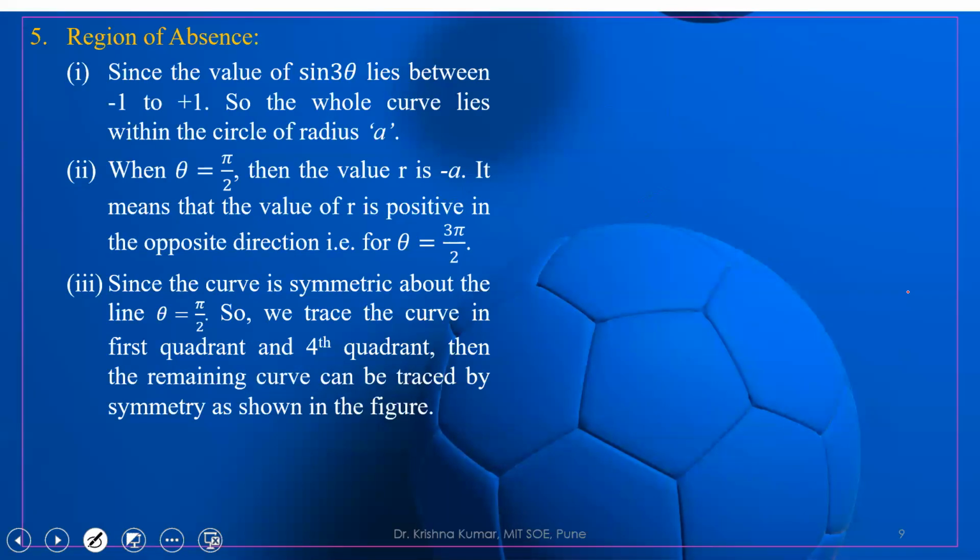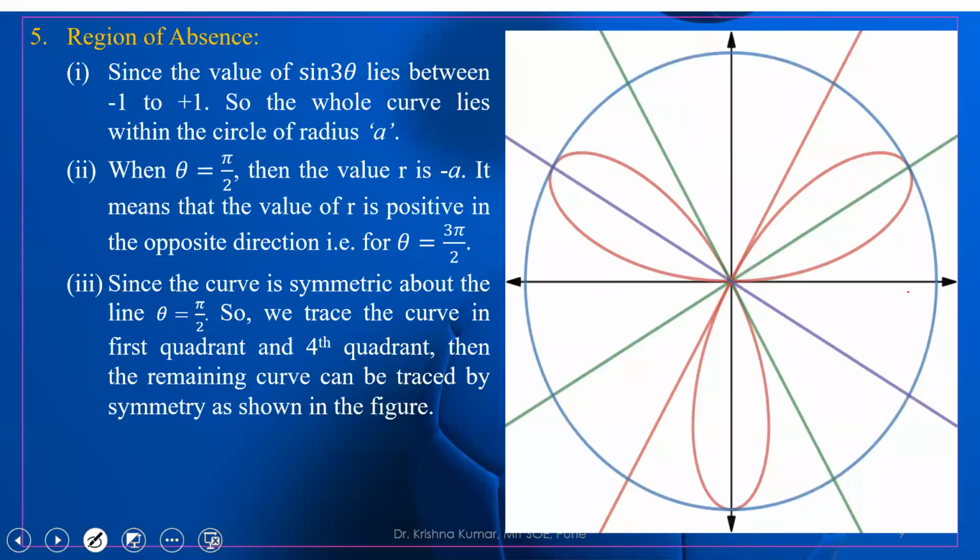Okay, let us try to trace it. Just look here. This whole curve lies inside the circle of radius a. Initial line theta equal to 0, line theta equal to pi by 2, line theta equal to pi, line theta equal to 3 pi by 2.